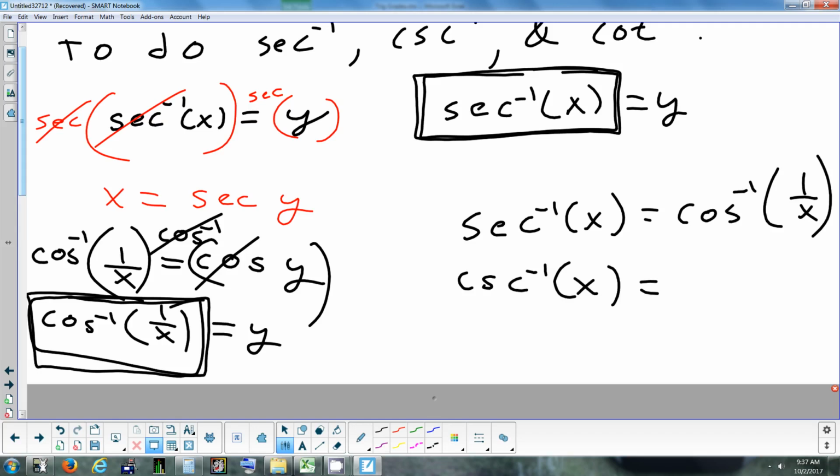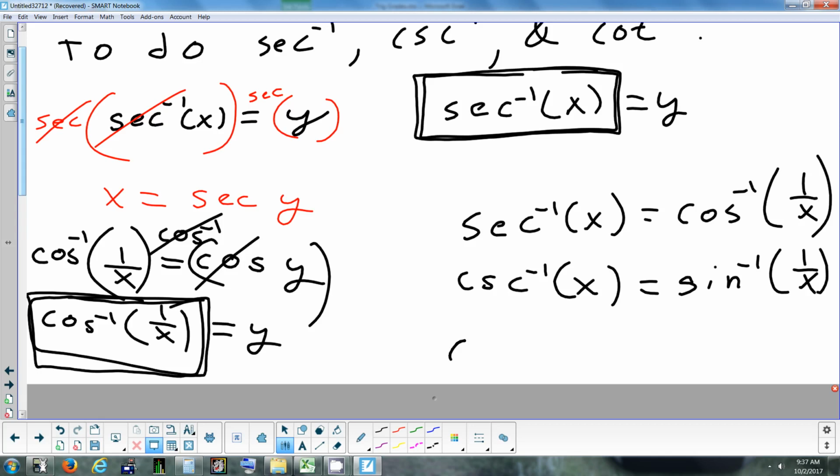How do you think you would type in inverse cosecant? Yeah, Ashley? Would it be sin negative 1 of 1 over x? Yep, inverse sine of 1 over x. And again, now you have a button for that. You can flip on the calculator and you have an inverse sine button. So now you can do inverse cosecant.